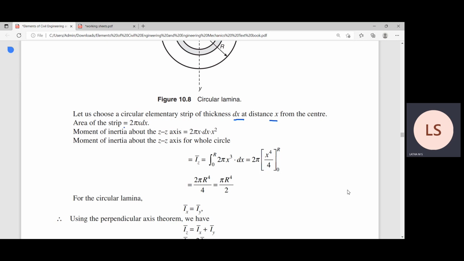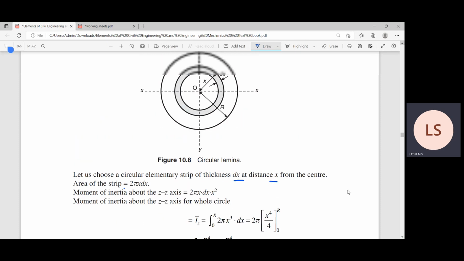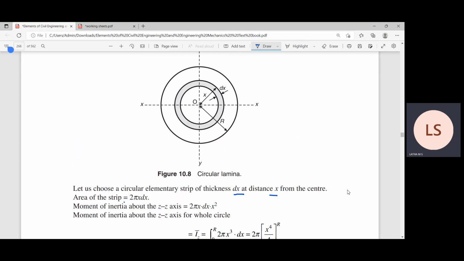Area of the strip will be given as what? Area of the strip is circumference, 2 pi r. Here, instead of r, it is 2 pi x. What is the thickness? dx. So this becomes the area of the elementary strip.